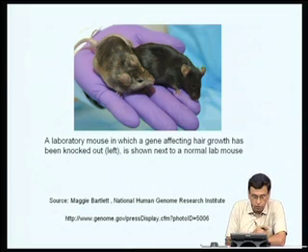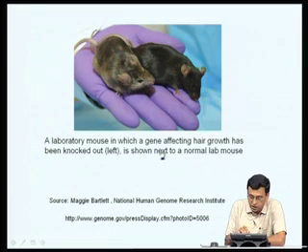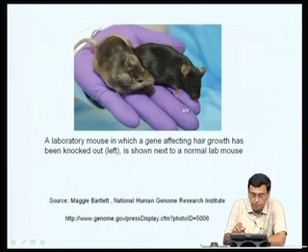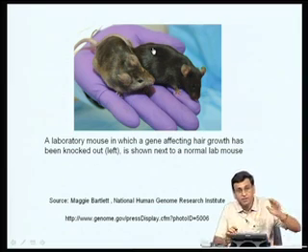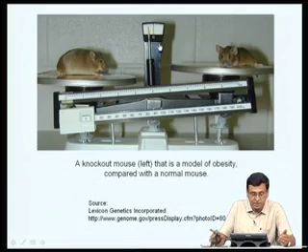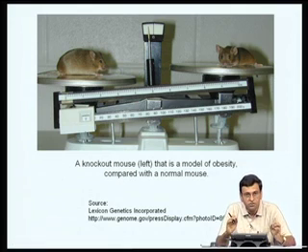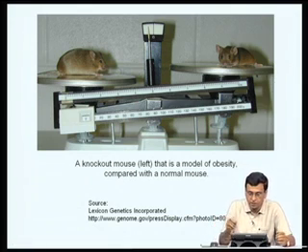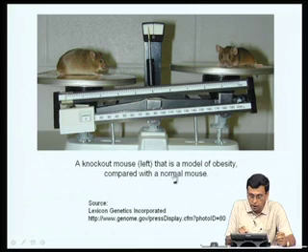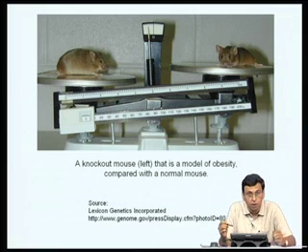Here is, for example, one picture which shows a laboratory mouse in which a gene affecting hair growth has been knocked out. The one on the left has much less hair compared to the wild type mouse, clearly saying that this gene is very important for hair growth. If you knock out the gene, you get a mouse which does not have as much hair as the normal one. Here is another example. If you knock out this gene in this mouse, the mouse becomes obese. You can see this is a normal mouse, and this mouse is much bigger. So, this is a knockout mouse model for obesity; when you knock out that particular gene, the mouse becomes obese or fat compared to the normal, clearly telling that this gene has a very important role in obesity.